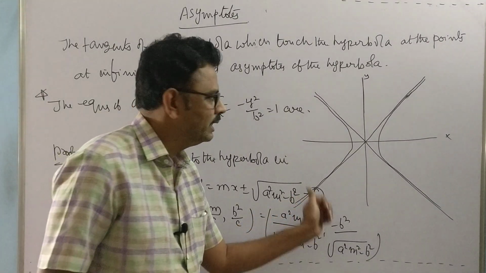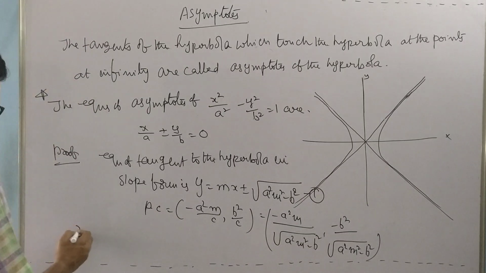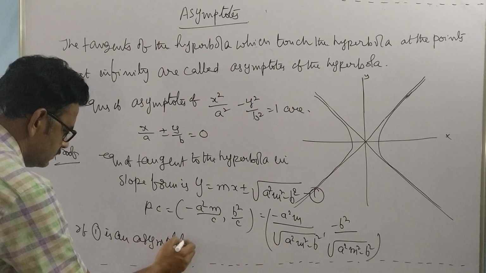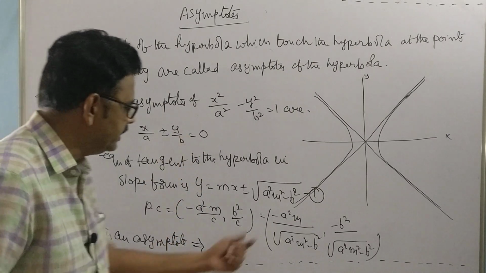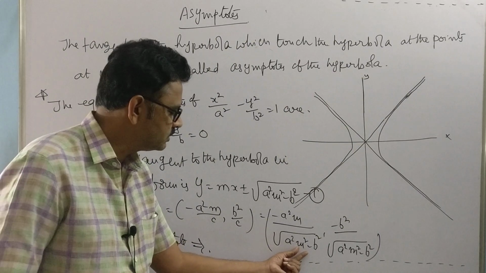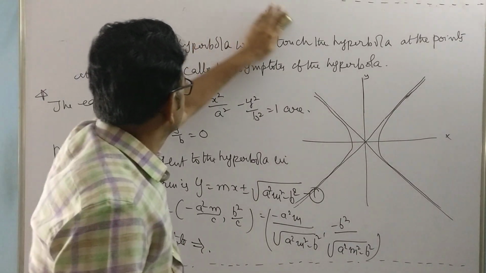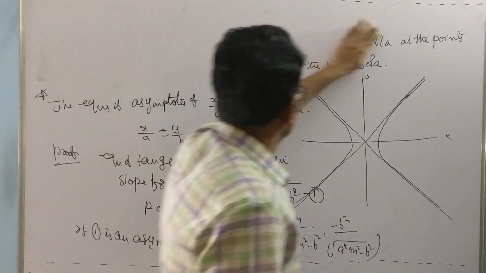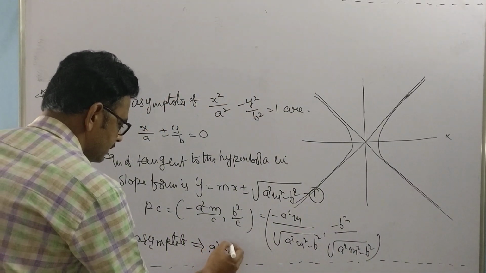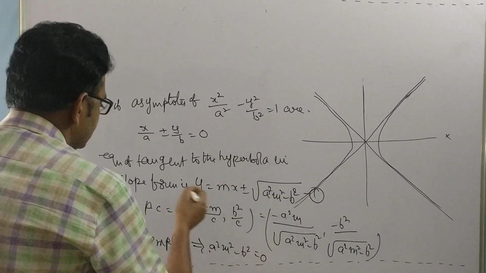If the line is an asymptote, it implies the point of contact tends to plus or minus infinity. When is it possible? If the denominator is 0, something by 0 tends to infinity. So this implies a square m square minus b square equal to 0. If it is 0, that means the point of contact tends to infinity. Therefore, from equation 1.